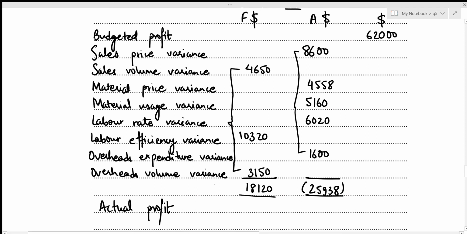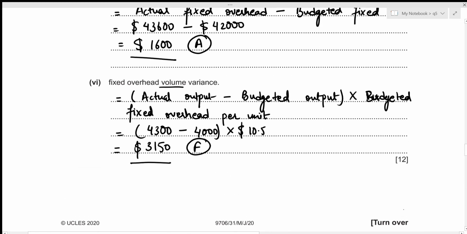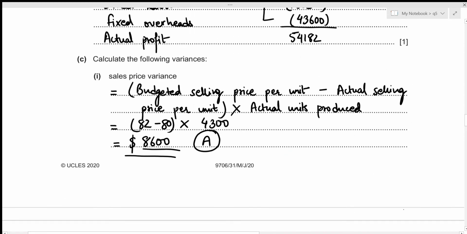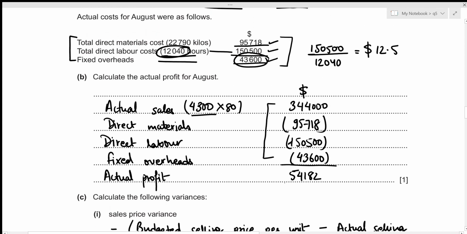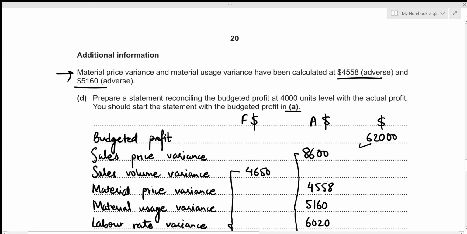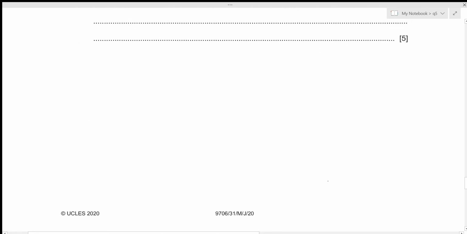So we need to just adjust these two total values to our budgeted profit. So that's going to be 62,000 plus 18,120 minus 25,938, which gives our actual profit to be 54,182. Let's have a look above to check if this was the actual profit that we figured out in our second part. And we can see that indeed the actual profit is 54,182, which means that our reconciliation statement is correct. And this also concludes the fourth part of this question. Now we can move towards the fifth one.